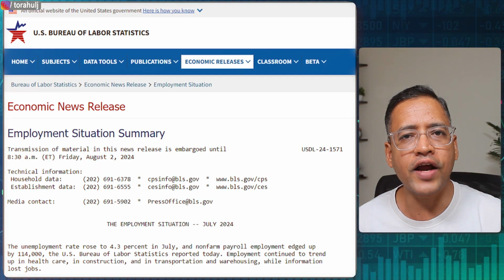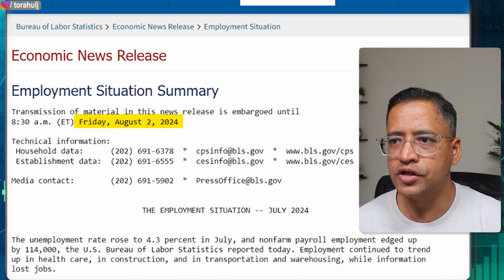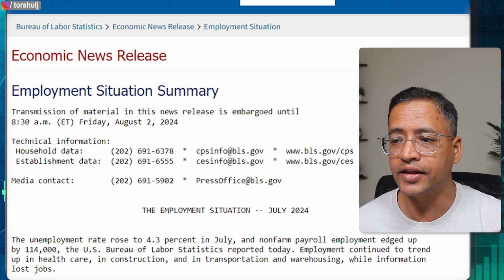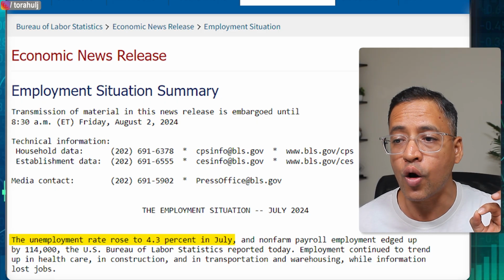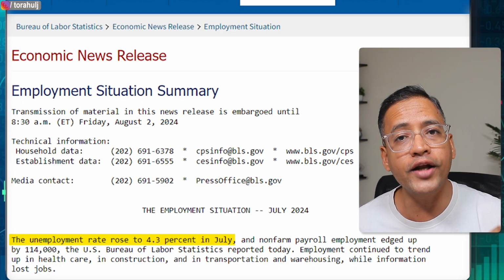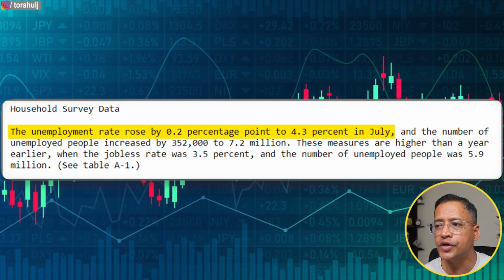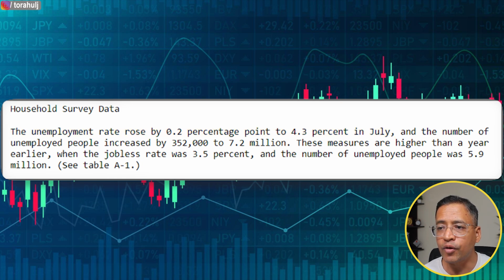So just last Friday, 2nd of August, it was published on US official website that their unemployment rate has gone up, which has gone to 4.3% in the month of July. So it has gone up by 0.2% and it is now at 4.3% in the month of July. And the number of people that have become unemployed has gone up by around 352,000 people. So total 7.2 million people in US are unemployed as of month of July 2024.